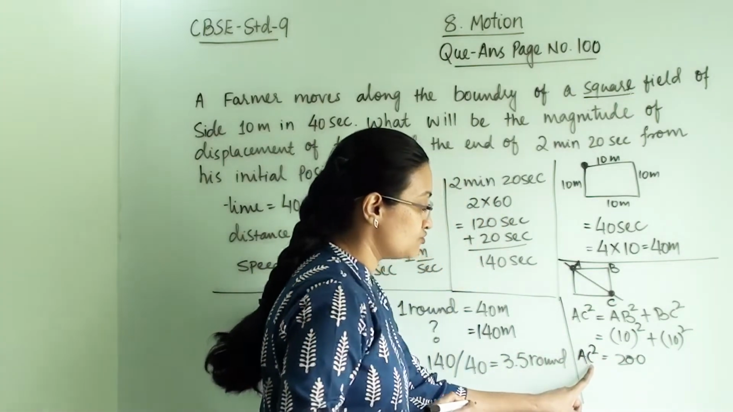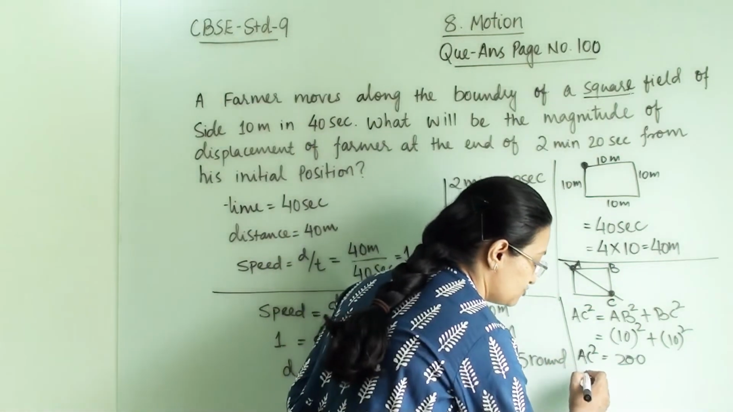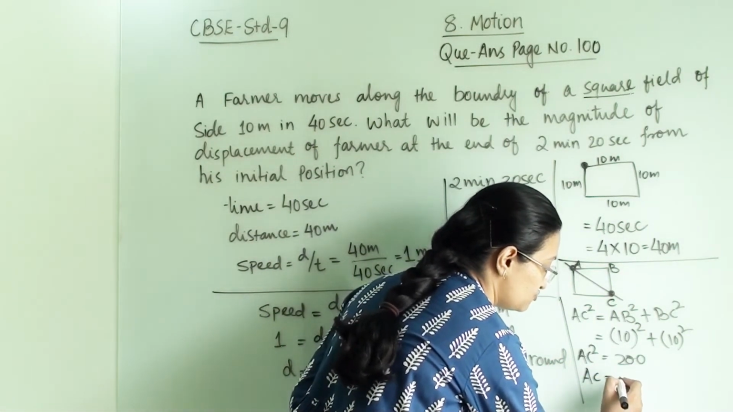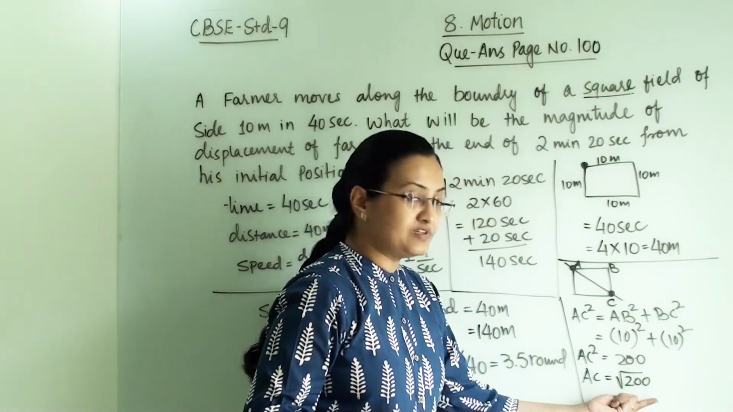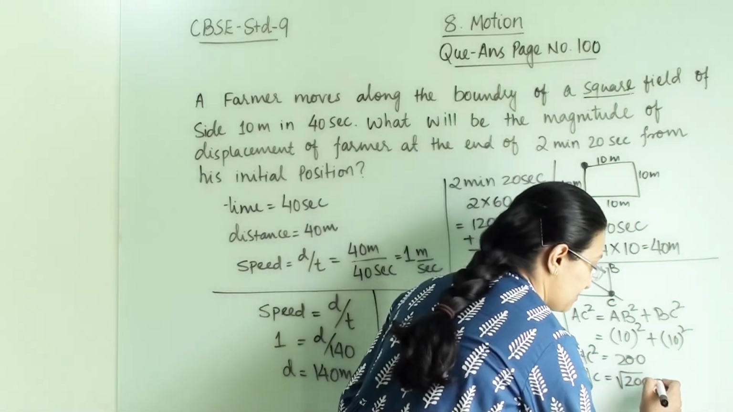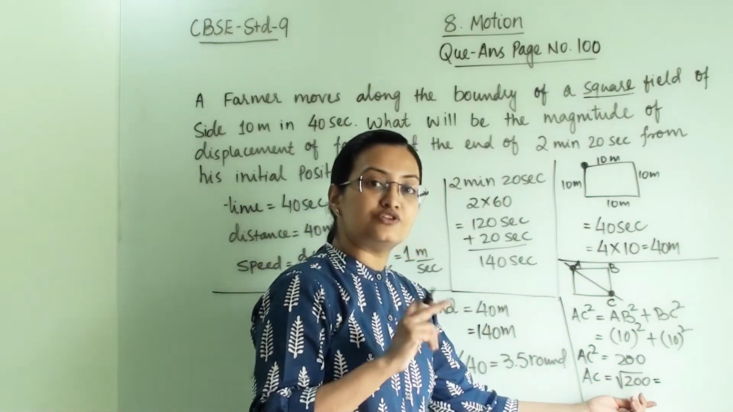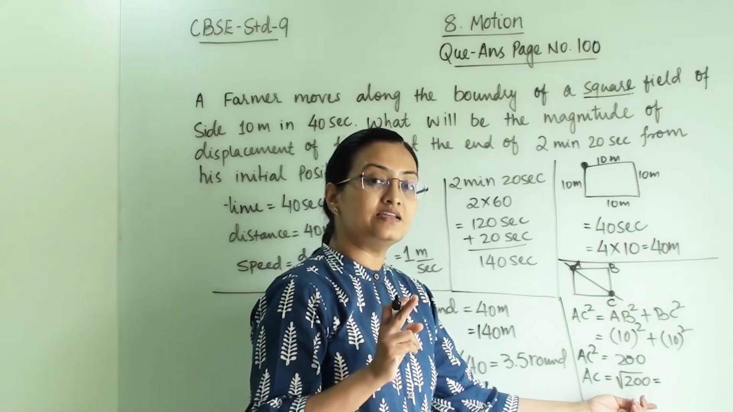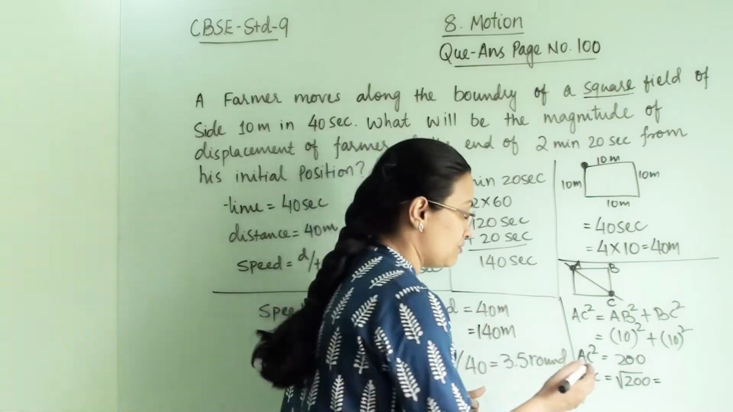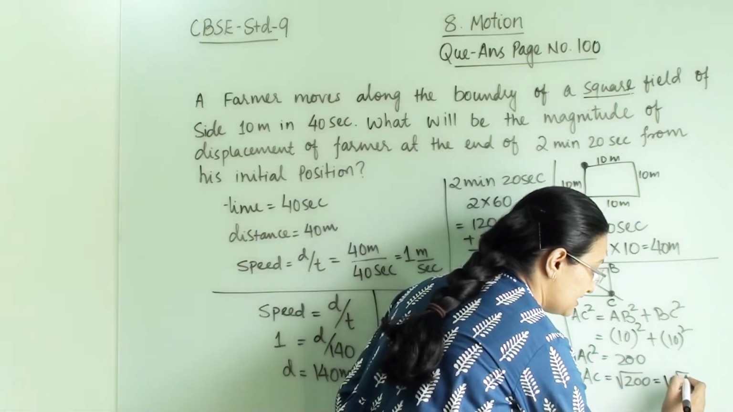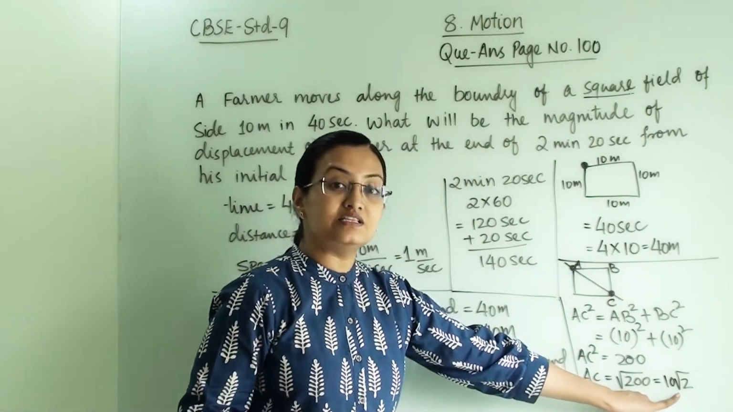This is a square. So to remove this square, we have to take the square root on both sides. So we will get AC equals the square root of 200. Now once we solve this, we will get 2 into 100 inside the square root. But 100 again is a square of 10, so we take 10 out. We will get 10 into the square root of 2. So this much will be the displacement.